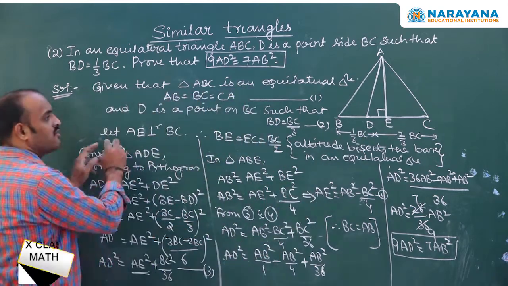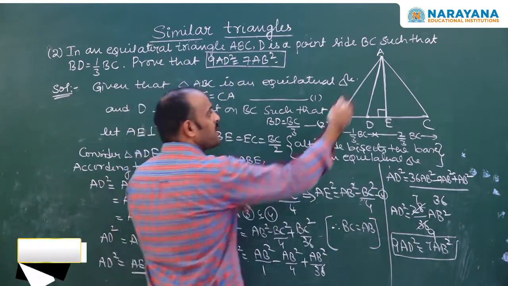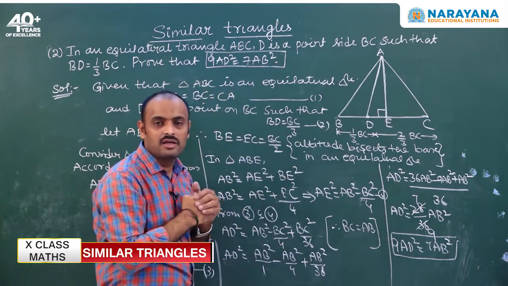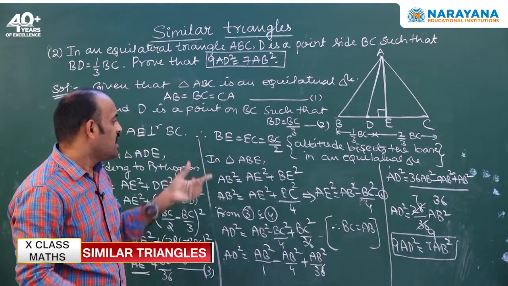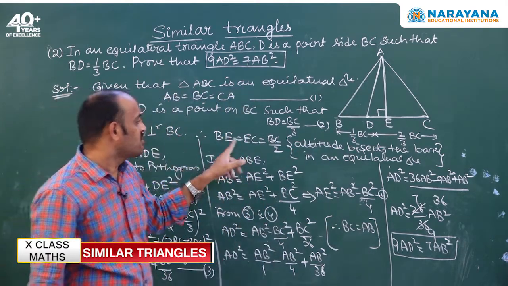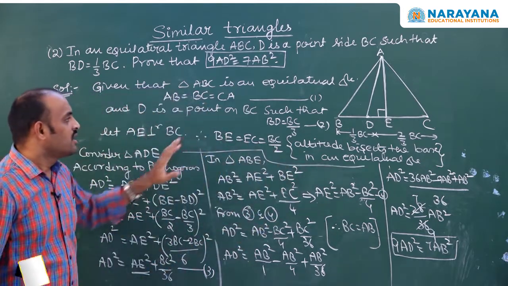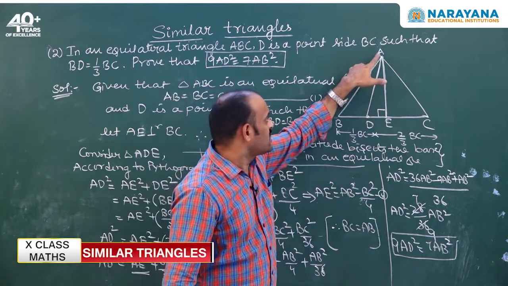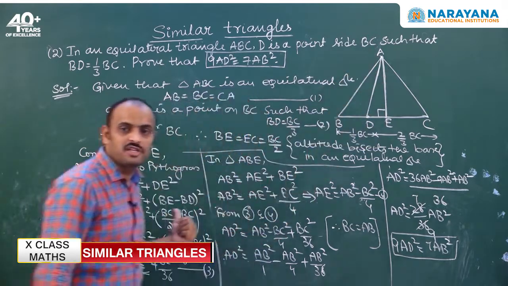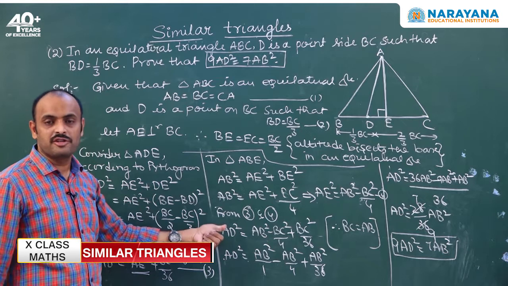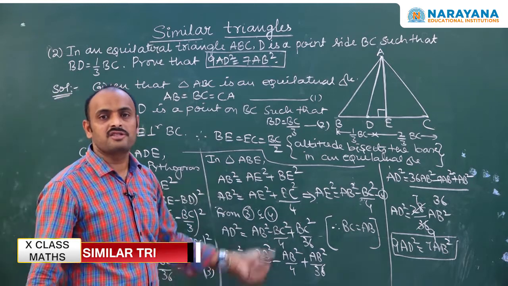Next, I have drawn a perpendicular. AE is the perpendicular. In an equilateral triangle, the altitude divides the base into 2 equal parts. That's what we have written here. Then, as we have 2 right angle triangles, I made use of the Pythagoras theorem and I have substituted the values. Hope you understand this question.